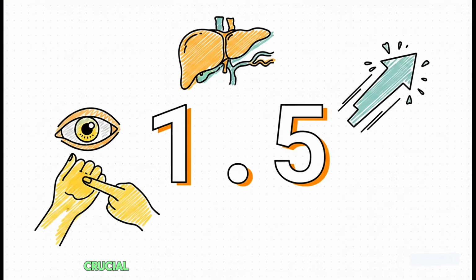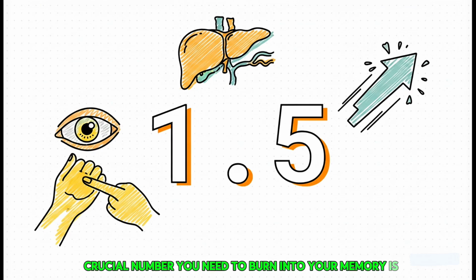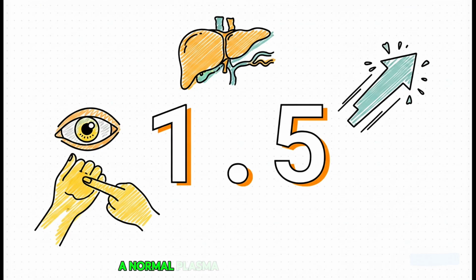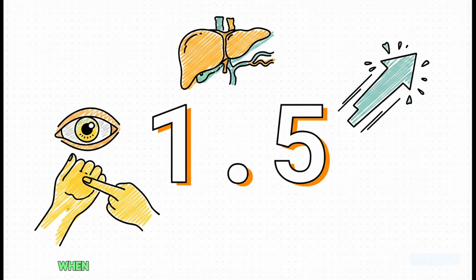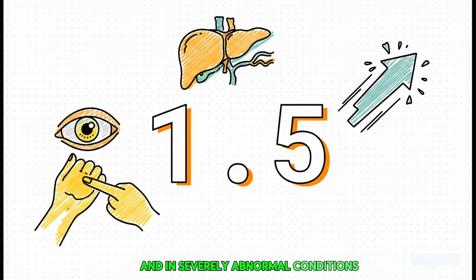And the absolute crucial number you need to burn into your memory is 1.5. A normal plasma concentration of bilirubin is hovering right around 0.5 milligrams per deciliter. You aren't going to visibly detect clinical jaundice in the skin or the sclerae of the eyes until plasma bilirubin exceeds 3 times that normal limit. So specifically, when it crosses that 1.5 to 2.0 milligrams per deciliter threshold. And in severely abnormal conditions, man, it can skyrocket all the way up to 40.